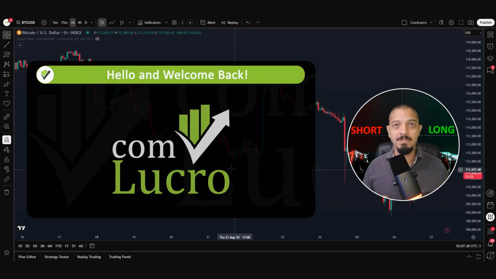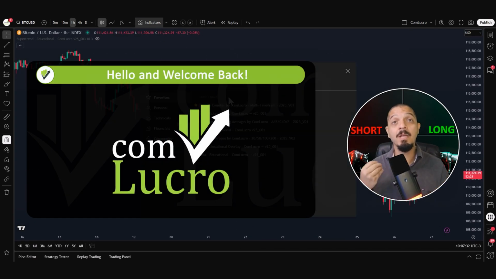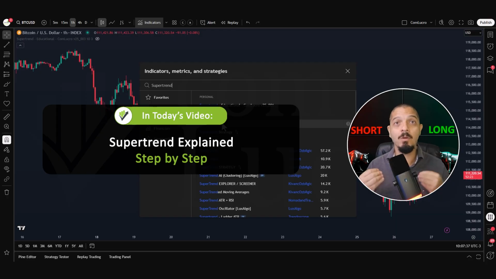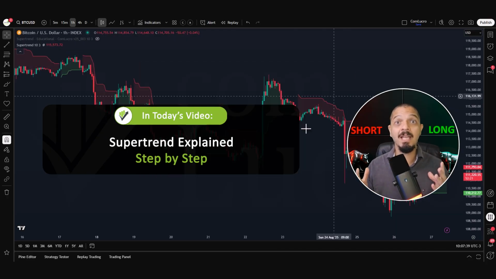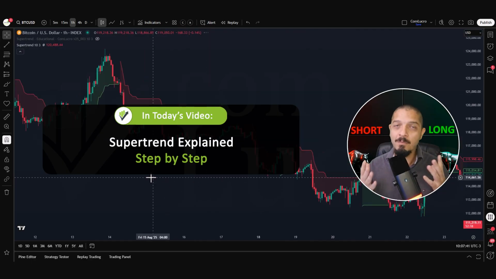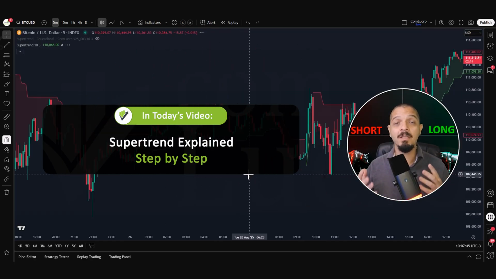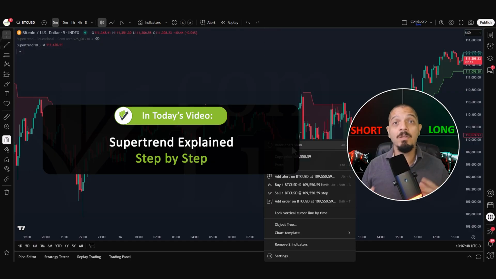Supertrend is one of the simplest and most effective indicators for identifying trend direction and spotting potential trade entries. It overlays directly on your price chart and helps you stay aligned with market momentum using a clear, color-coded signal. But to use Supertrend effectively, you need more than just reacting to color changes.